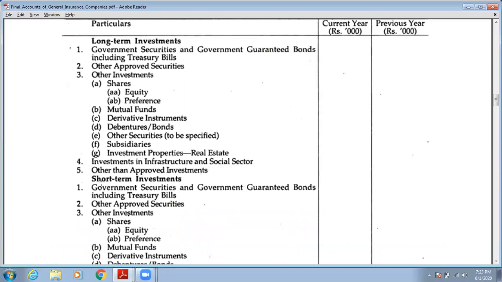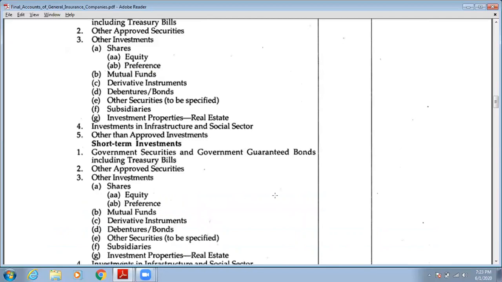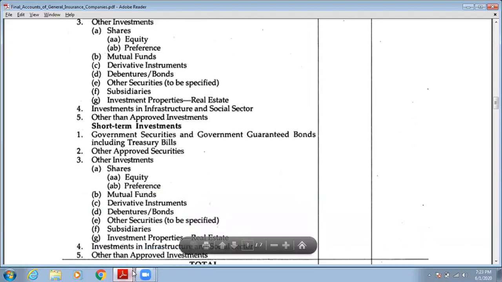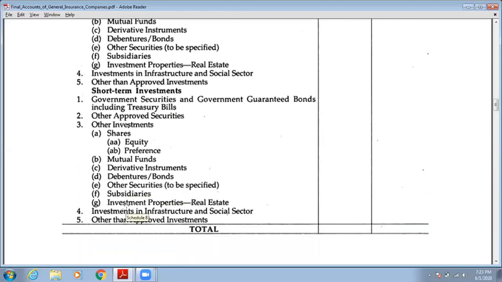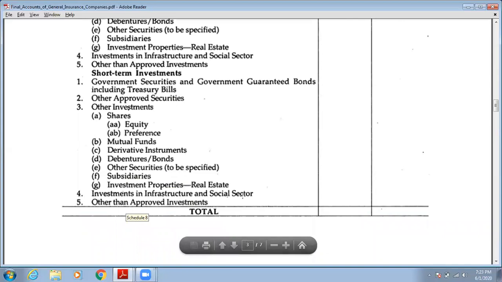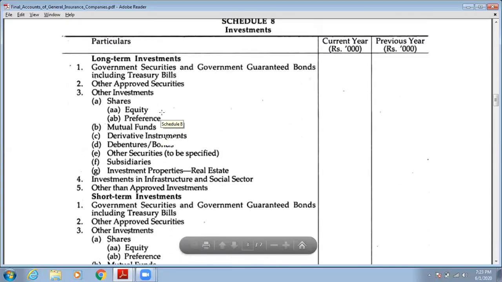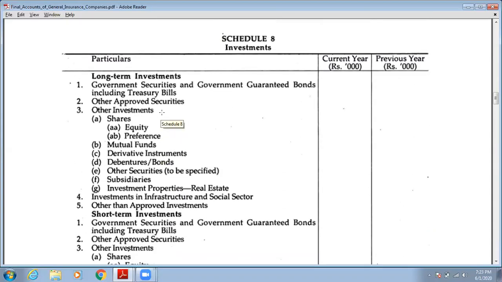Then you will write the short-term investments: government securities or government guaranteed bonds, including treasury bills, other approved securities, other investments like equity shares or preference shares, mutual funds, derivative instruments, debentures or bonds, other securities, subsidiaries, investment properties, investment in infrastructure and social sector, other than approved investment. All these investments will be included under Schedule 8 investment.